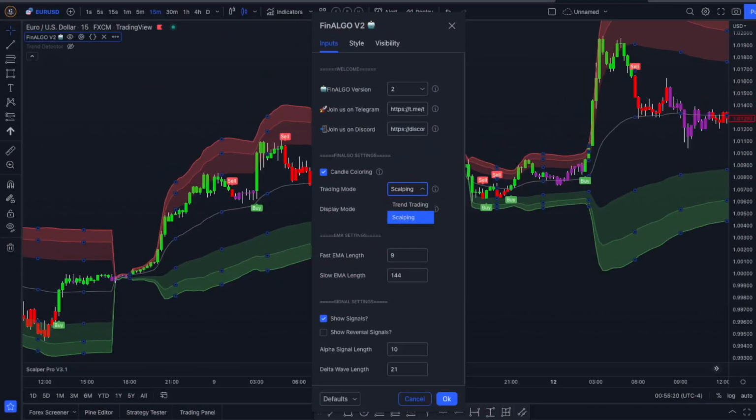The next setting we're going to cover in this video is the trading mode. Currently you can select between two different trading modes. That would be trend trading or scalping. Basically, the difference is if you select trend trading, you are not going to get any buy signals.